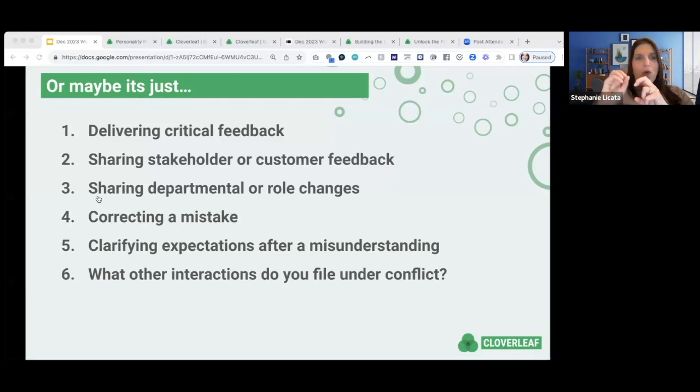So, what other interactions do you file under conflict? Pop it in the chat. What other interactions do you file under conflict? Disagreement, differing agendas or values, stating boundaries, silence, right? We're not communicating, misalignment in thought process, egos involved, personal relationships, timelines, disagree on a decision, personality clashes. So these are some things to keep in mind as we go through the different conflict types.